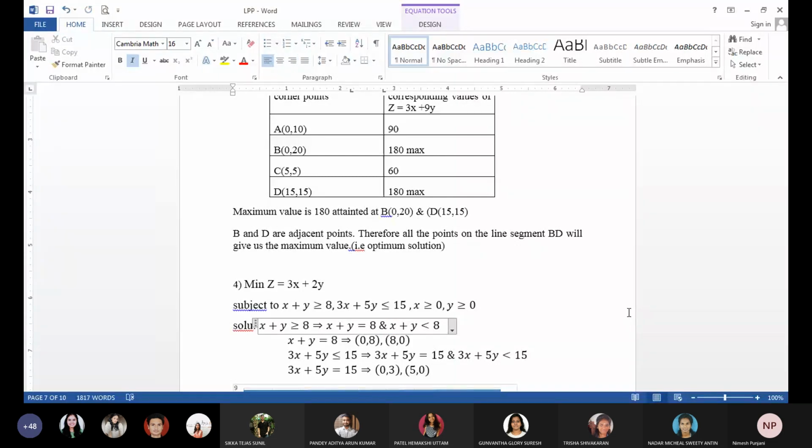These are the two equations. These are the 4 points. Get the feasible region, and once you get it, tell me. I'll show you the diagram.